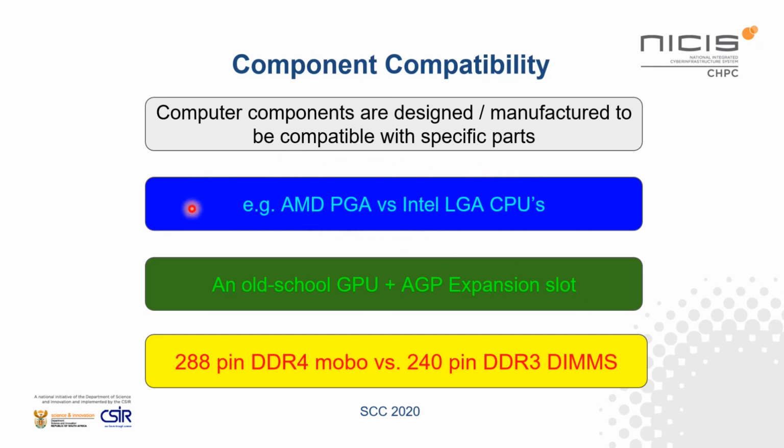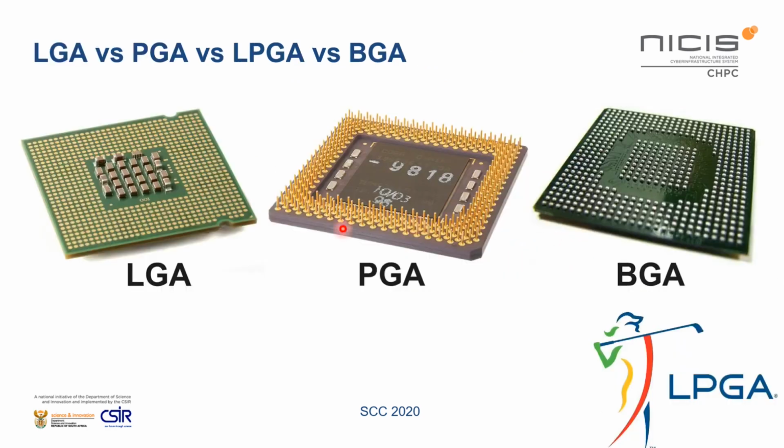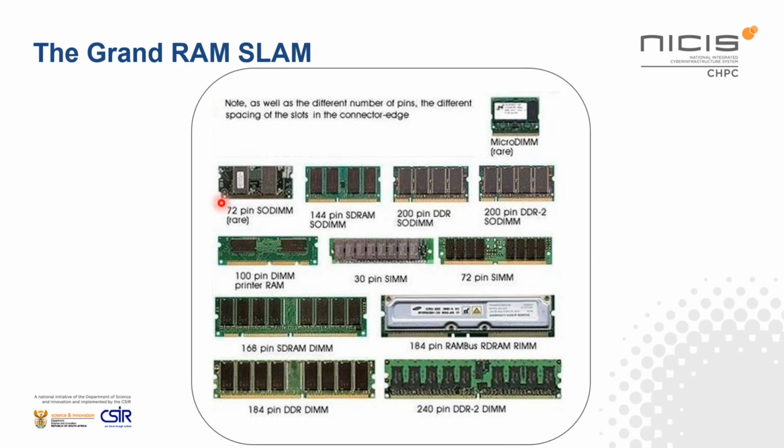When selecting CPUs and motherboards, there have been several CPU sockets. The main types are land grid array, pin grid array, and ball grid array. Intel CPUs nowadays generally use land grid array, and AMD tends to use PGA CPUs, and BGA are used for system-on-chip hardware. Pay attention to the RAM specifications and your motherboard specifications too.